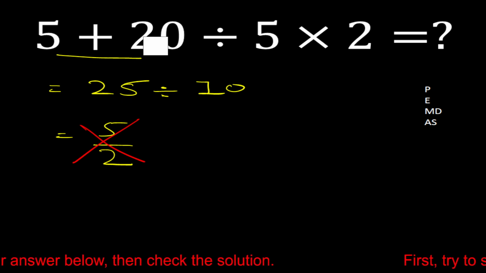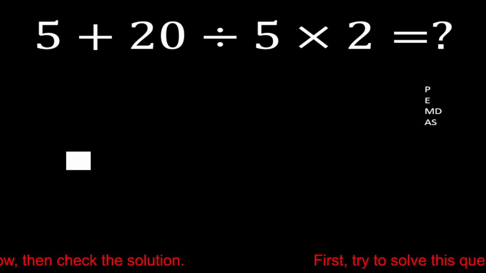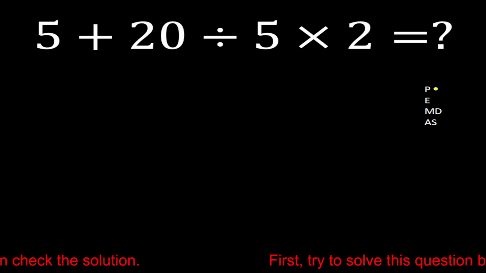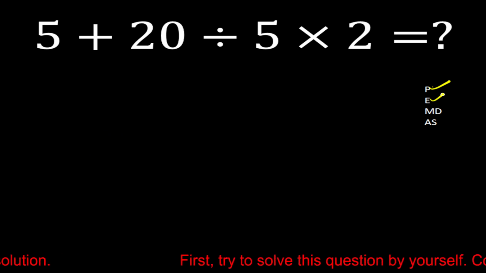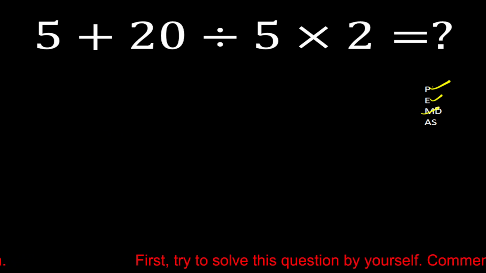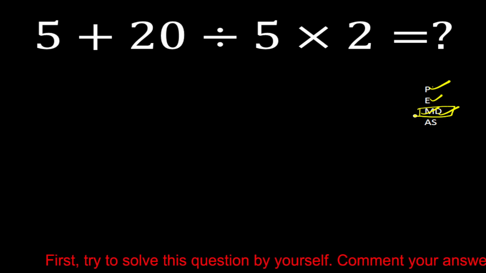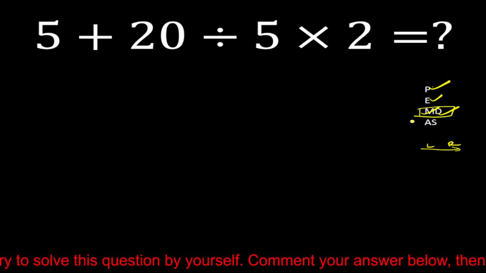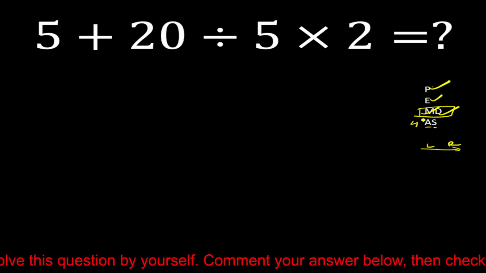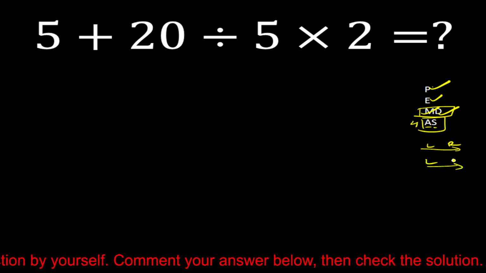So now let's solve this problem correctly by using the PEMDAS rule. P means first priority is parentheses, second priority is exponents, third priority is multiplication and division. Here multiplication and division both have equal priority, so we have to solve it from left to right. Fourth and last priority is addition and subtraction. Also both have equal priority, so we have to solve it from left to right.